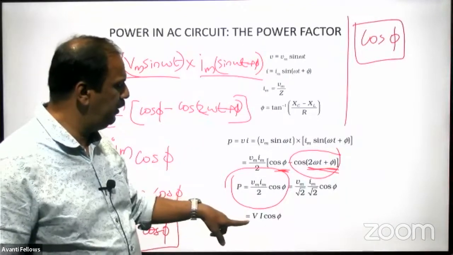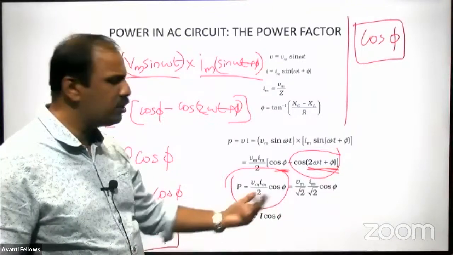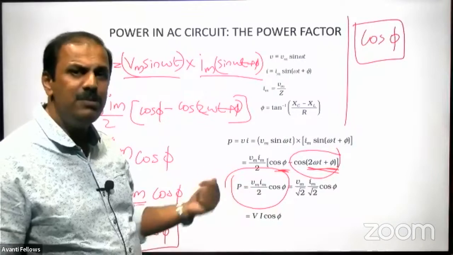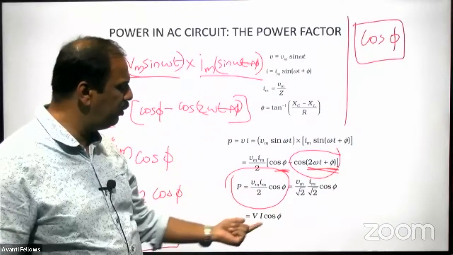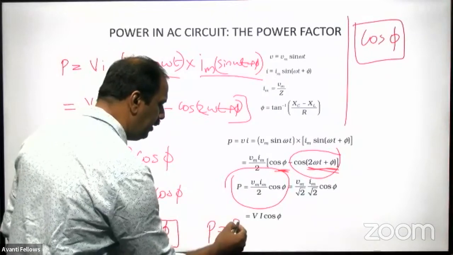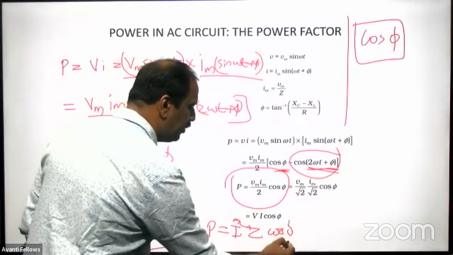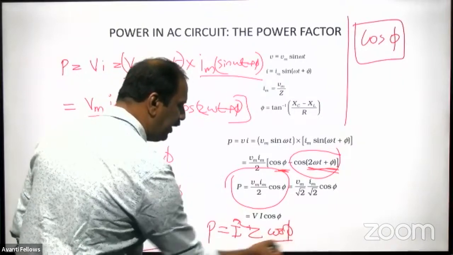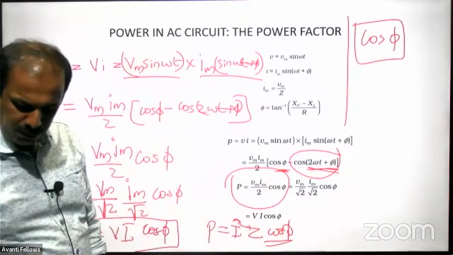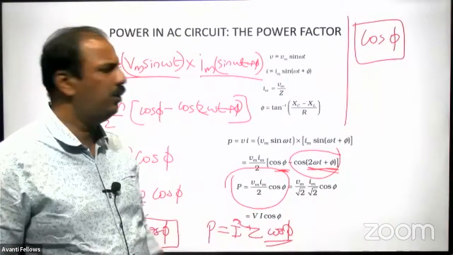Now this is V into I into cos phi. Like that you can also write I square R into cos phi, or instead of R, in AC, Z will come: I square Z into cos phi. Power is equal to I square Z into cos phi, like that also you can write. Whatever you write, this cos phi will come in that. So what is the importance of this cos phi? This cos phi is called the power factor, I told you.